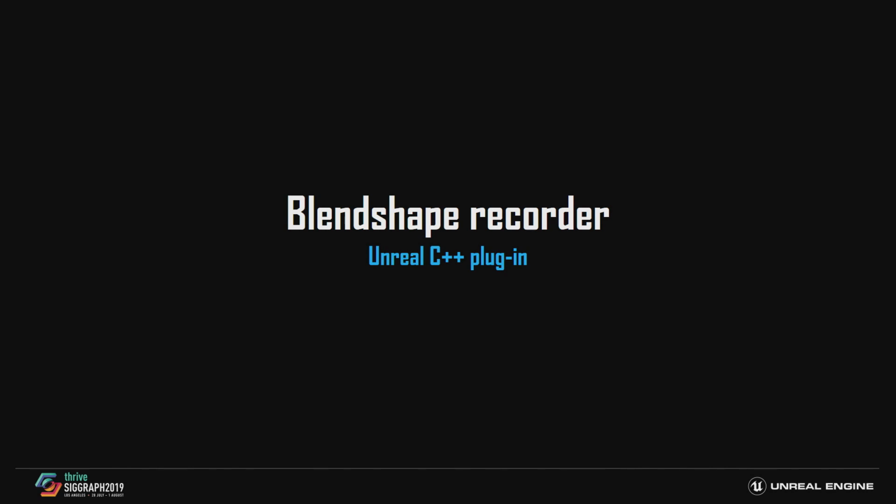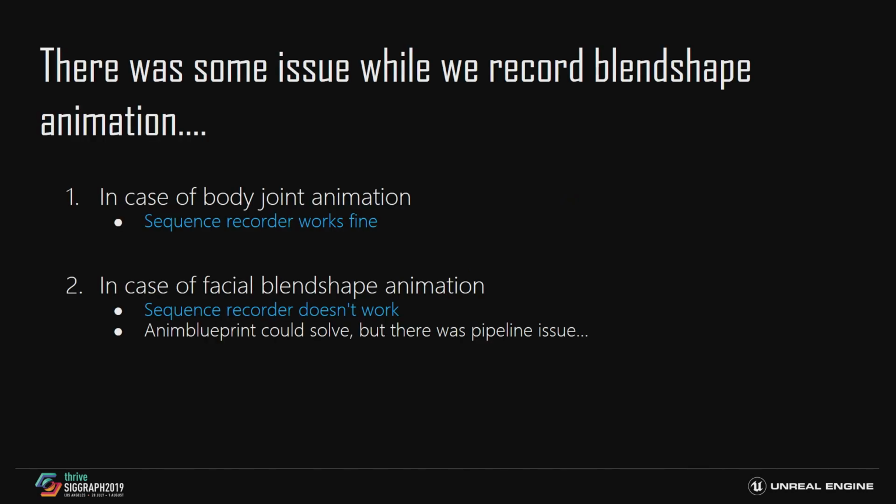And the first tool is the blend shape recorder. It is an Unreal C++ plugin. For Vincent, when the actor does some facial acting, it is translated to blend shape animations. But unfortunately, we couldn't find a way to record the blend shape animations. The joint animations could be recorded in sequencer recorder, but the blend shape was not at the time.